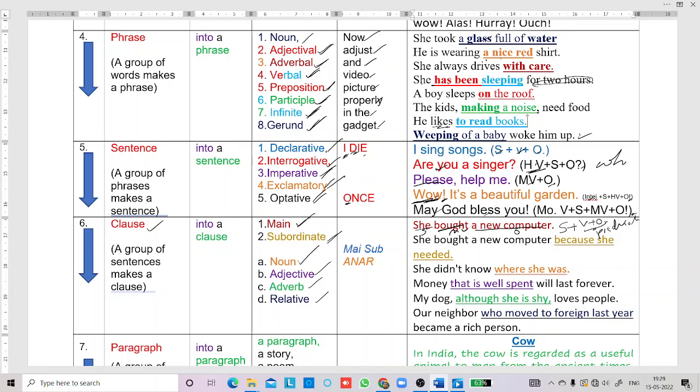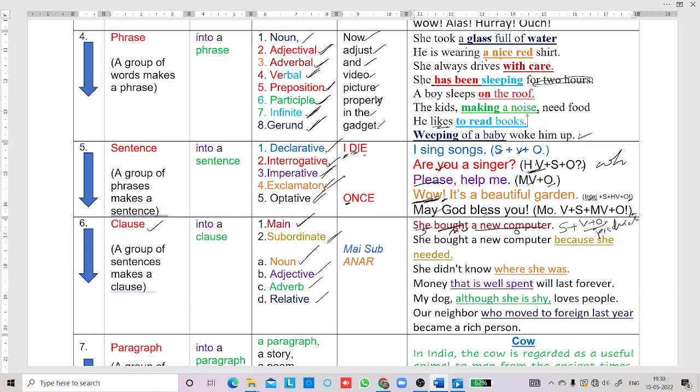Now look at this one, subordinate clause. What is a subordinate clause? Same example I have taken: she bought a new computer. The meaning is clear. But if you read the second part of the sentence, because she needed, without reading the first part, is the meaning complete? No. It needs the support of the main clause. So that's the difference between subordinate clause and main clause, and in the next video based on this topic you will get full clarity over it.